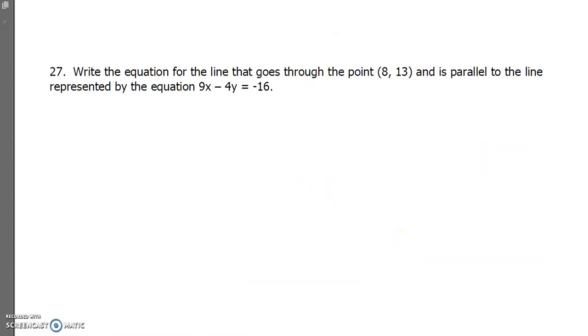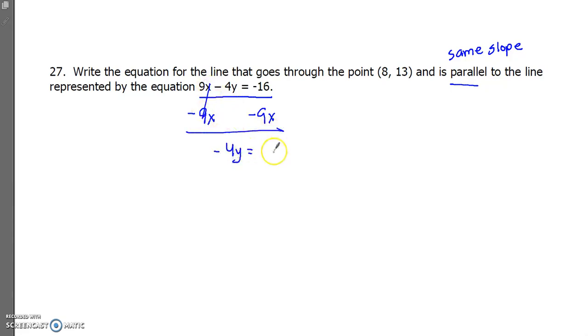Okay, number 27 says to write the equation for the line that goes through the point (8, 13) and is parallel to the line represented by the equation 9x minus 4y equals -16. Okay, parallel means that we have the same slope, but the equation they gave me is not in slope-intercept form, so I need to get the y by itself, just like we did in the last problem. So I'm moving my x term over to the other side. And now I'm going to divide everything by -4.